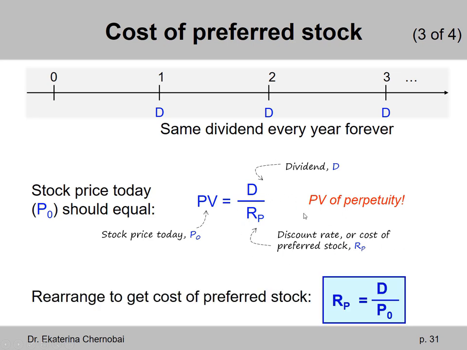So to rearrange this formula to solve for the cost of preferred stock, or RP, we need to take the dividend amount and divide it by the present value, which is the stock price today. So rearranging gives the cost of preferred stock formula. RP, cost of preferred stock, equals the dividend amount divided by the price per share today.